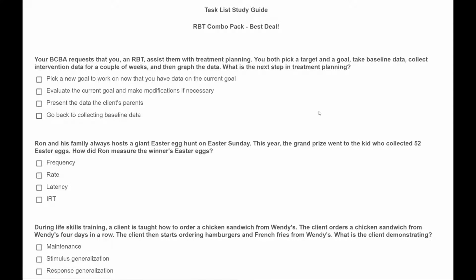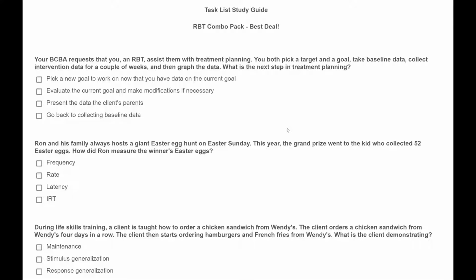That's where you come in as an RBT. RBTs, you're going to be implementing our treatment plan. So you're going to be taking baseline data. You'll be collecting intervention data. And then we're going to graph the data. Now, a lot of practices use digital technology to graph the data. Most BCBAs will graph their own data, but it is important as an RBT that you are familiar with graphs, line graphs, and how to graph data.